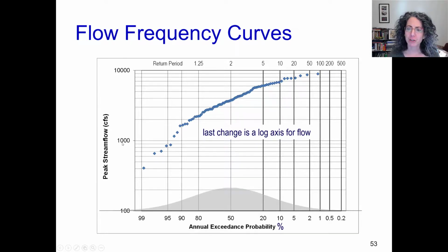So we go from 10,000 to 1,000 to 100. It'll continue on at 10, then 1, then 0.1. And it's nice to have a distribution that never goes below 0 for a variable that cannot go below 0. So that's another feature of the log axis.